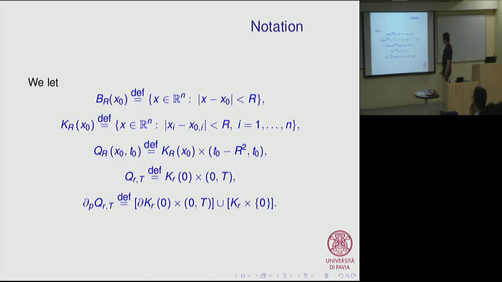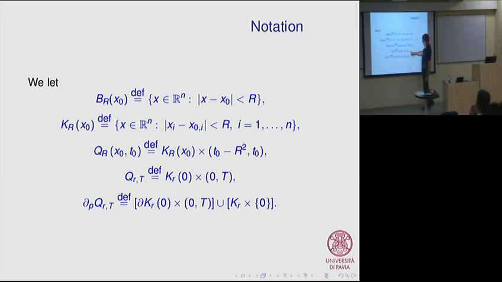Just a few notations because I will use them. So with B_R(x_0), I denote the ball of radius R, center x_0, whereas K_R(x_0) will be the cube, again of radius R. And then this will be the standard cylinder. Most of the estimates will be given or proven in a cylinder. And you see that this is the cube in space. And then you have the time interval, which I always write in this way.